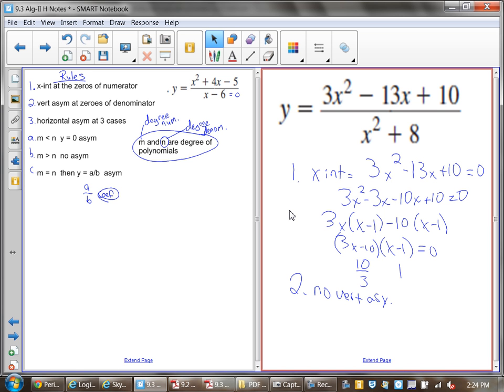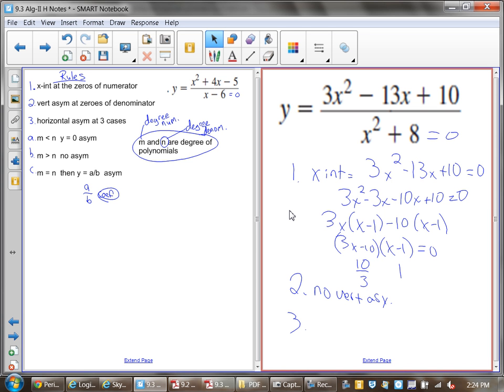If I take x squared plus 8 and set it equal to 0, I can't have x squared equal negative 8. I'm looking for a real solution here. All right, so this is why I have no vertical asymptote. The last step is to identify the horizontal asymptote.